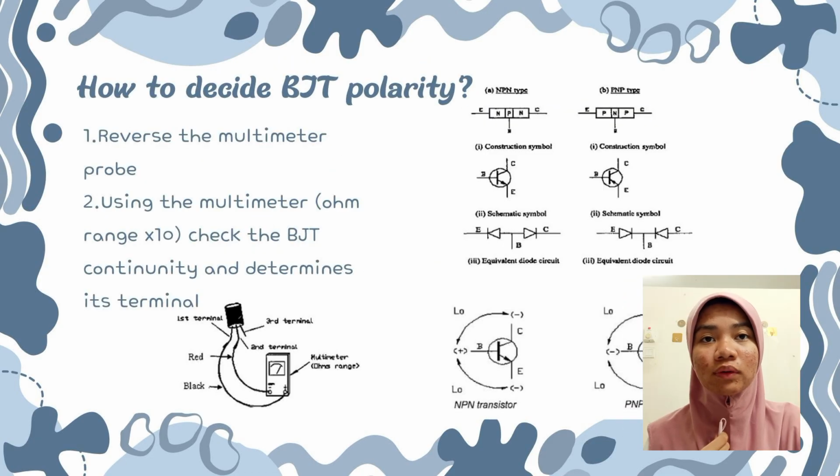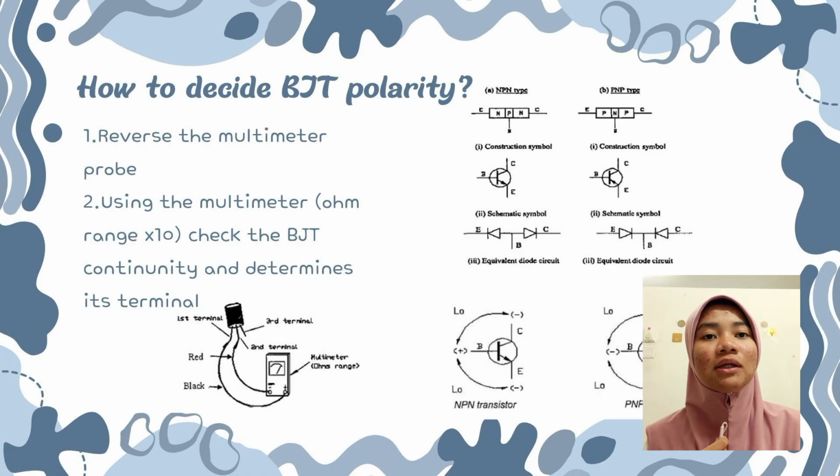Next, we go through how to decide BJT polarity. First, reverse the multimeter probes. Second, using the multimeter on range 10, check the BJT continuity and determine its terminals. When you use the multimeter, we can identify the type of transistor. If the polarity of the probe that touches the base is positive, then the transistor is an NPN type transistor. With the reverse polarity, it indicates a PNP type transistor.